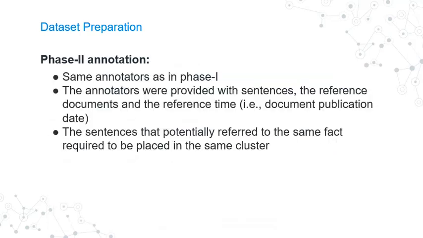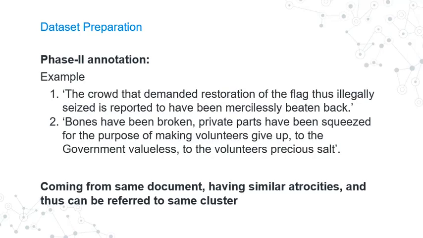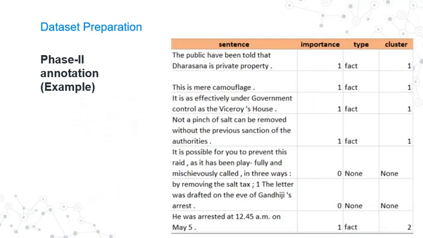In the second phase, the annotators were provided with sentences, the reference document, and the document's publication time. Based on the perception of the annotators, the sentences potentially referring to the same fact or demand were required to be placed in the same cluster. For example, consider these two sentences coming from the same document and having similar atrocities, and thus can be referred to the same cluster. And this table corresponds to the phase 2 annotations.